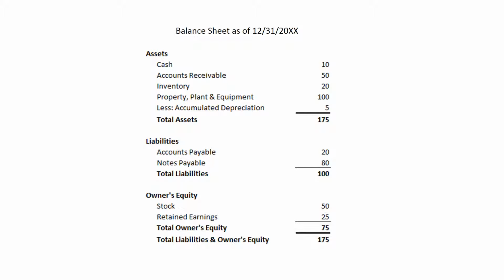So the first line here is stock. This is the amount the company has received from shareholders and provided stock for. The next line is going to be retained earnings. This is the amount of net income that the company has earned over time and kept within the company.